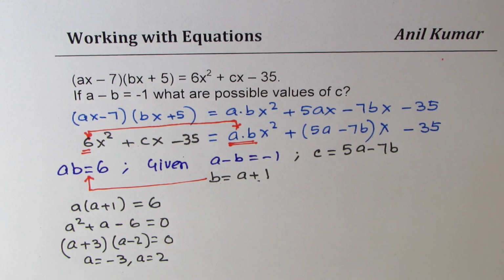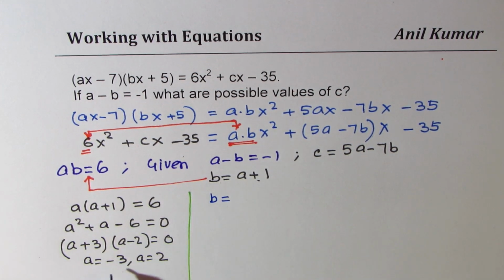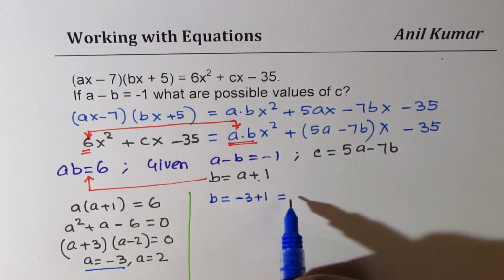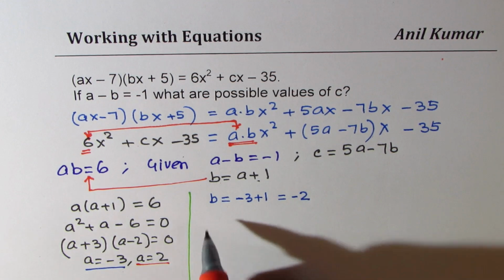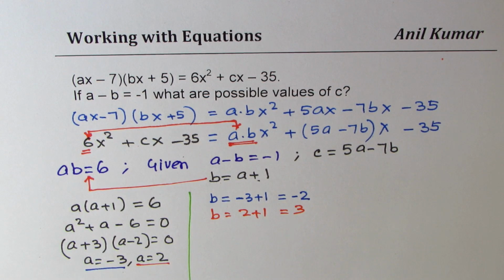So there are two possible solutions, right? One with a = -3, the other one a = 2. So for each, let's find what b is. So b equals, if I choose this value, in that case it is -3 + 1, and it is equal to -2. And if I use the other value, which is a = 2, I get b = 2 + 1, which is 3. So we get two values.